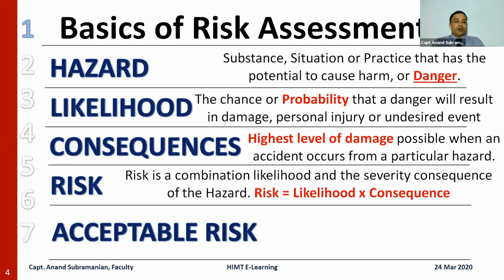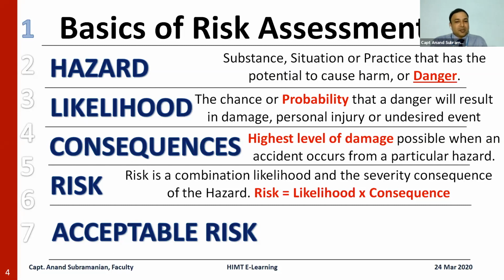In the end, we come to what is called a risk. Now risk is a combination. That means it is not only about the likelihood, it is about the consequences also. So it's a combination of these two. It's a combination of likelihood and the consequences which decide whether a particular job is risky or whether a particular thing we do is risky or not. So risk is a combination of likelihood and the severity.